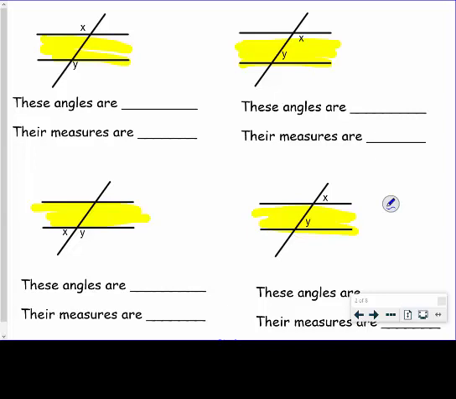Alright, so X and Y. What's the vocab word? Angle X, angle Y. What are those two? Alternate exterior. They're switching sides on the outside, so they're alternate exterior. And what do we know about alternate exterior angles? They are congruent.